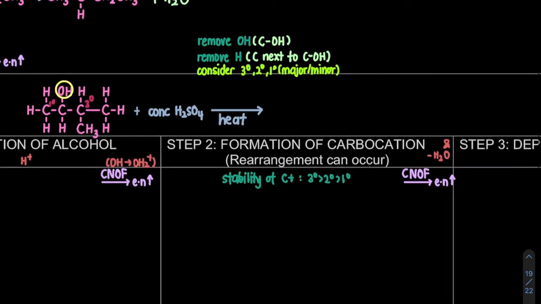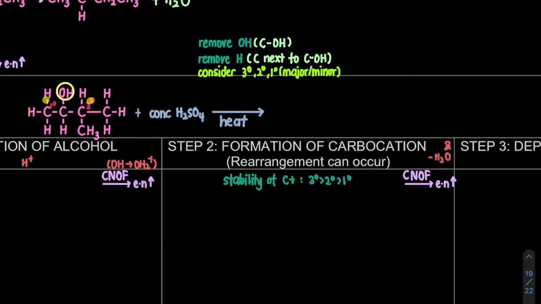Okay, so it means that here we have 2 different classes, so we have 2 different products. We have our major and minor product. So first possibility, again, tertiary is more stable, so when we remove the hydrogen from tertiary, it will be the major product itself. Okay, so let's look at the reaction equation.